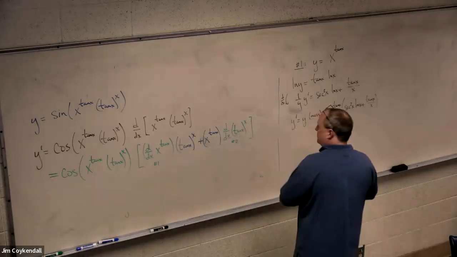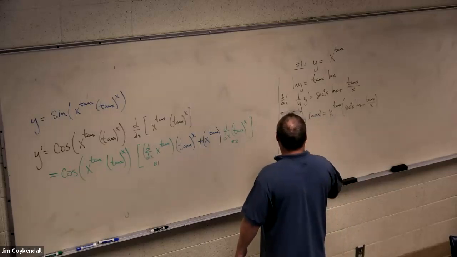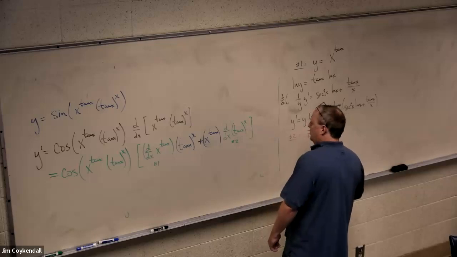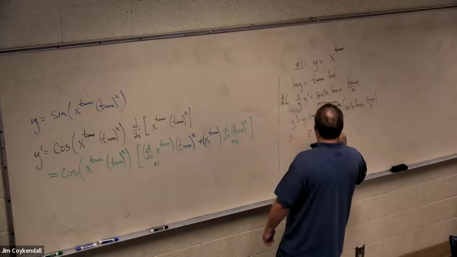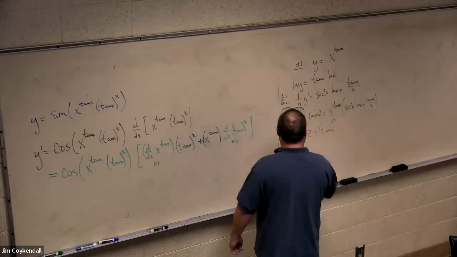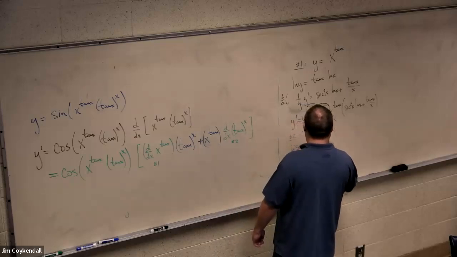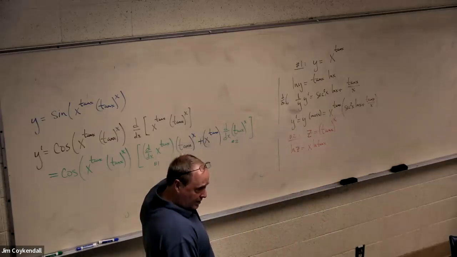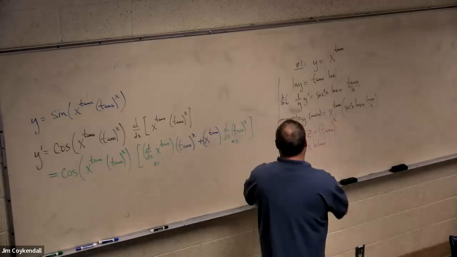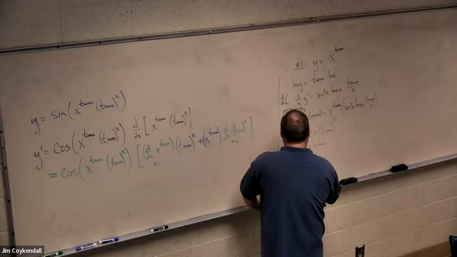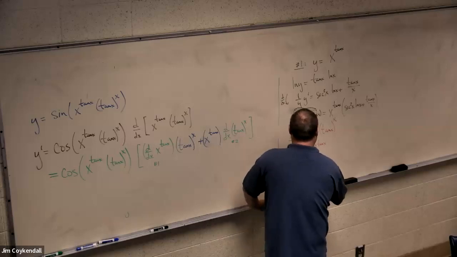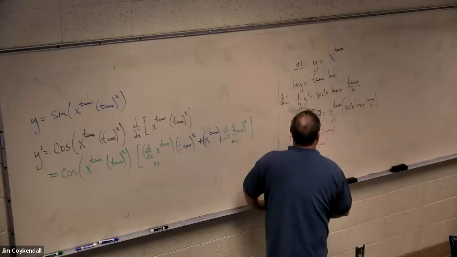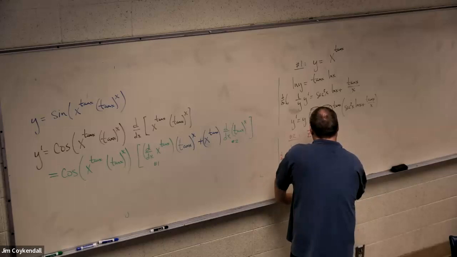Number two. Now let's let Z be something else: tangent x to the x power. So log Z equals x log tangent x. So 1 over Z, Z prime, taking the derivative, equals log tangent x plus x times 1 over tangent x times secant squared.